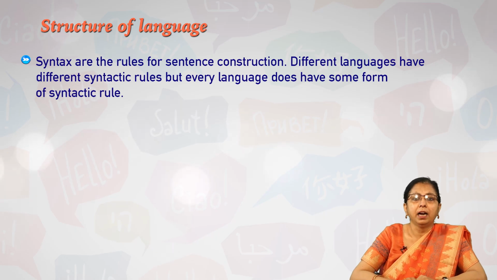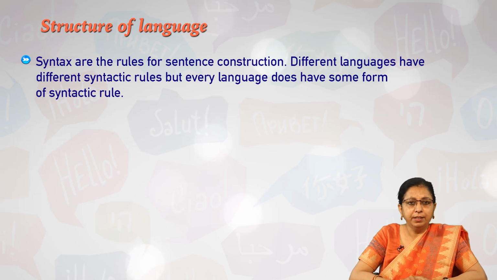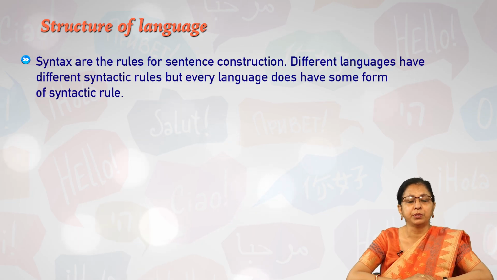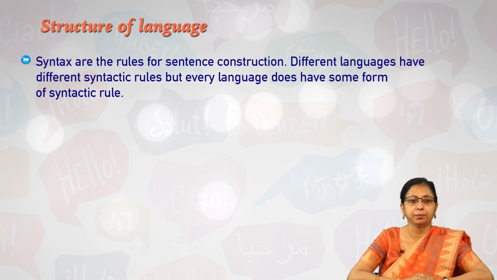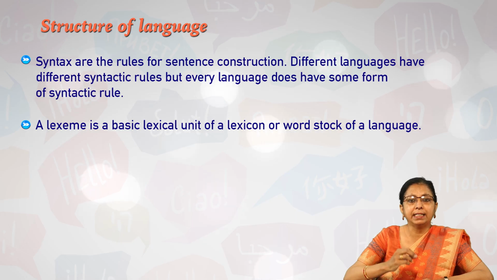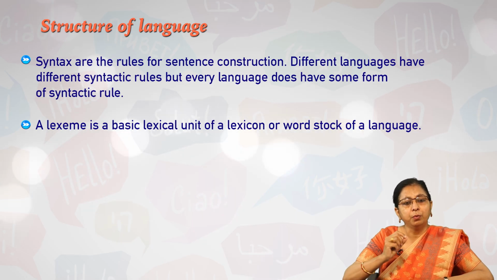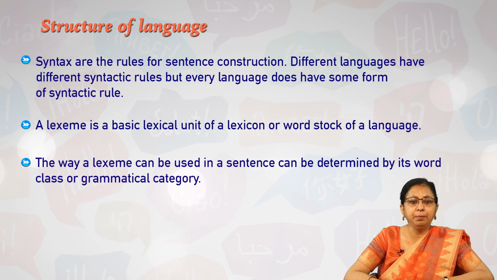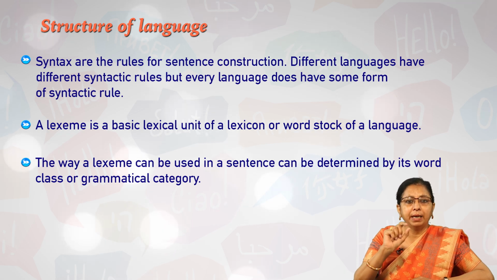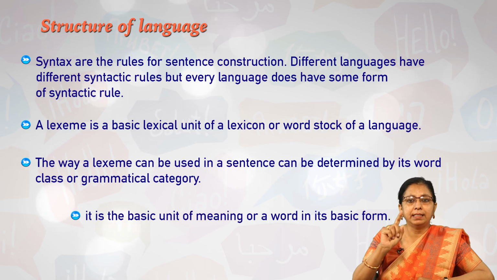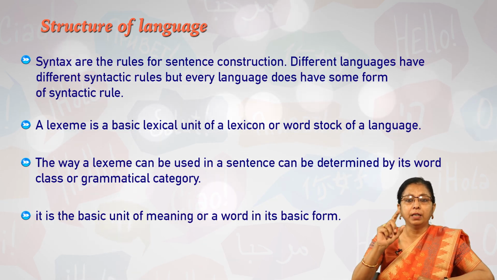Syntax, on the other hand, are rules for sentence construction. Different languages have different syntactic rules, but every language does have some form of syntactic rule. A lexeme is a basic lexical unit of a lexicon or the word stock of a language. The way a lexeme can be used in a sentence can be determined by its word class or by its grammatical category. Lexeme is the basic unit of meaning or a word in its basic form. For example, the lexeme walk can have various forms like walks, walked, and even walking.